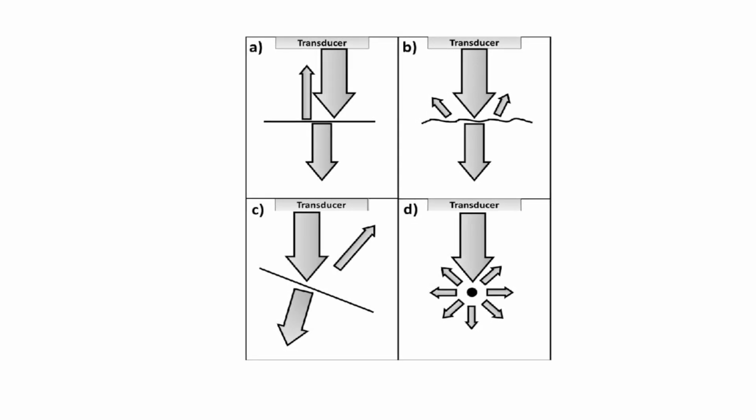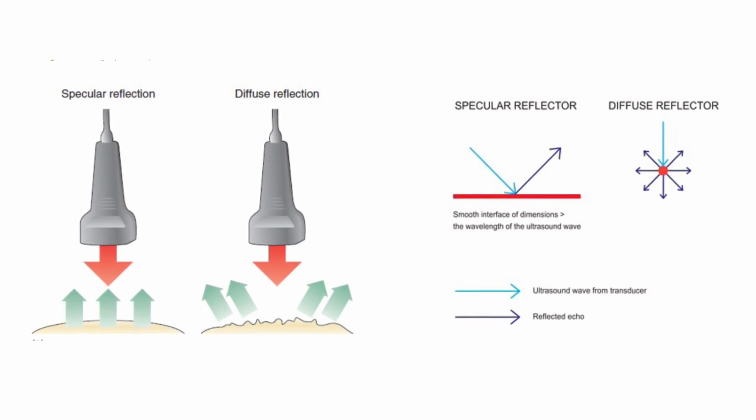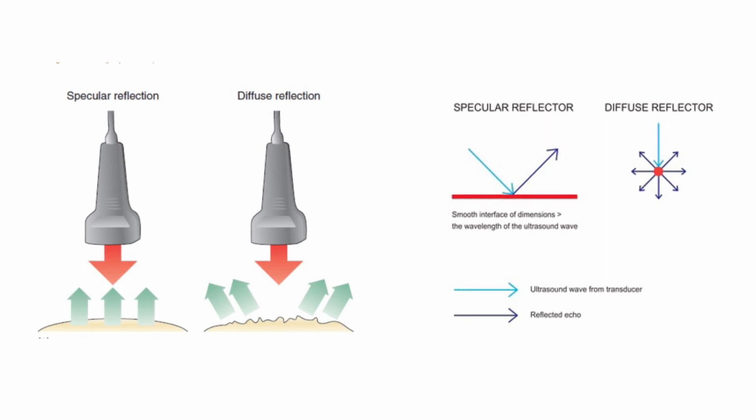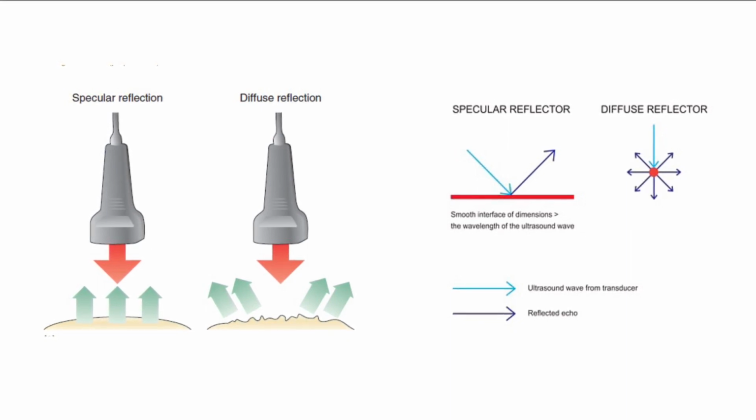There are two types of reflection. The first one is specular reflection, which occurs when the sound waves from the transducer strike a smooth boundary and reflect directly back to the transducer in an organized manner. The second type of reflection is diffuse reflection, which occurs when the sound waves from the transducer strike an irregular surface and reflect back in more than one direction.